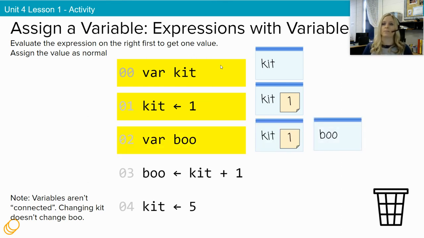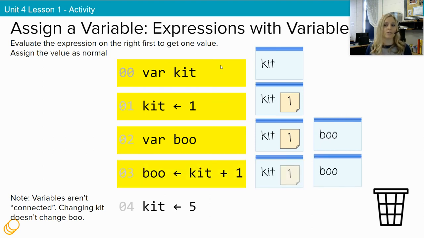Var boo. Now we have a second baggie called boo. Boo gets kit plus 1. So what's the value of kit? We need to know. Right now it's 1. So we bring that over, we add it to 1. So boo should be getting 2.